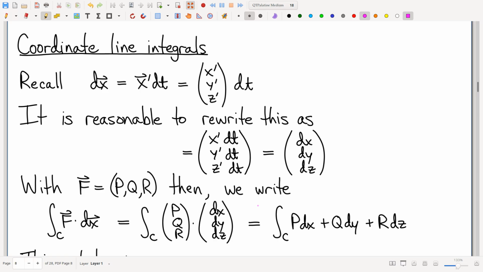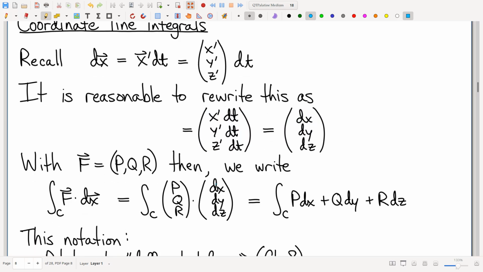Innocent observation. We already knew this. We can write out x prime in coordinates. I can take this dt and kind of distribute it. And then I can ask the reasonable question, what should I call this thing right here, x prime dt? And I feel like dx is hard to argue with as a reasonable notation for x prime dt. And likewise the dy and likewise the dz.